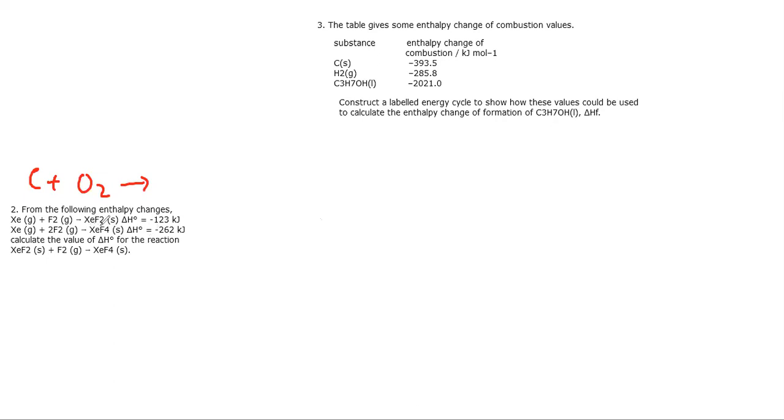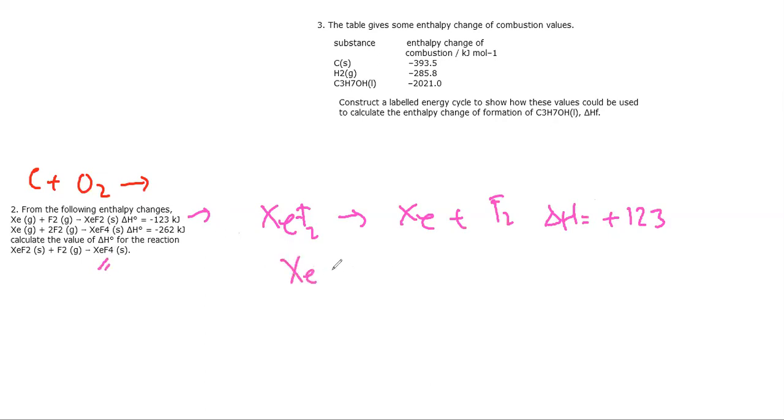In the equation, you have XeF2 on the right hand side, but in the question, you have XeF2 on the left hand side. So what we need to do is flip this one. I will have XeF2 to give Xe plus F2. If I flip the equation, then the sign of delta H is also flipped, so it becomes positive 123 because earlier it was negative. And I don't change anything in equation number two because I need XeF4 on the right hand side. So I just rewrite equation number two to give XeF4, delta H minus 262.